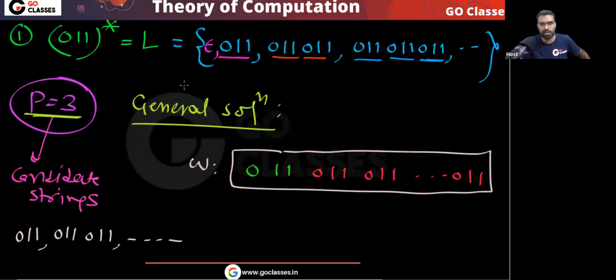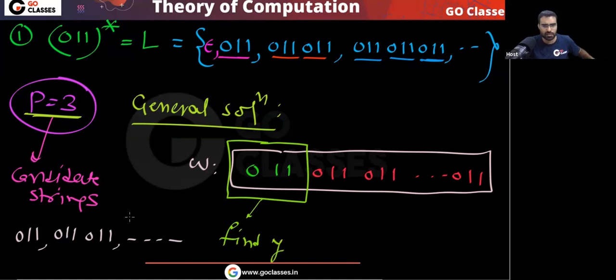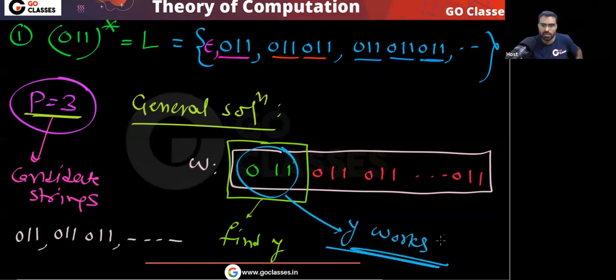Now you tell me, in which area will you find y? You will find y in this area. So which y will work? This entire part you can take as y. This y works. You can repeat it any number of times, and the resulting string will belong to L.